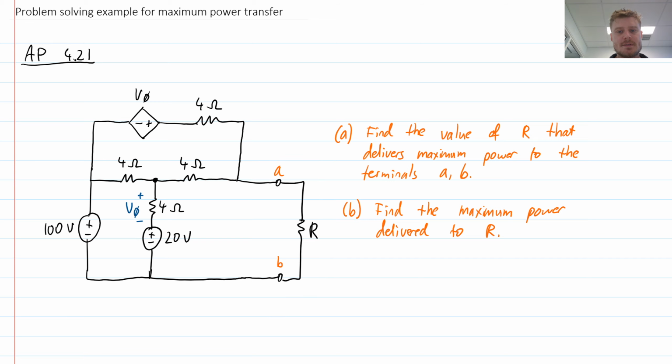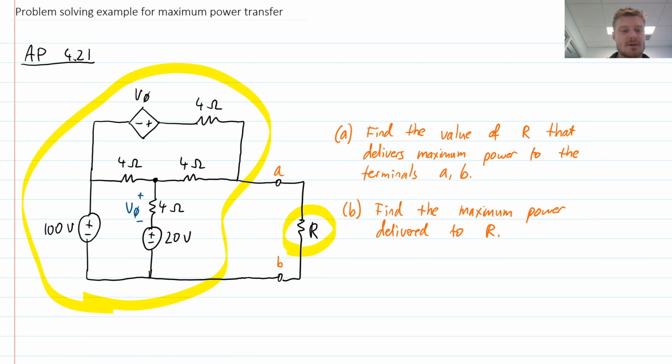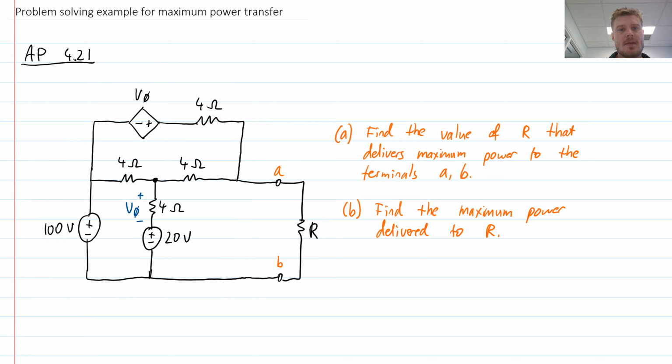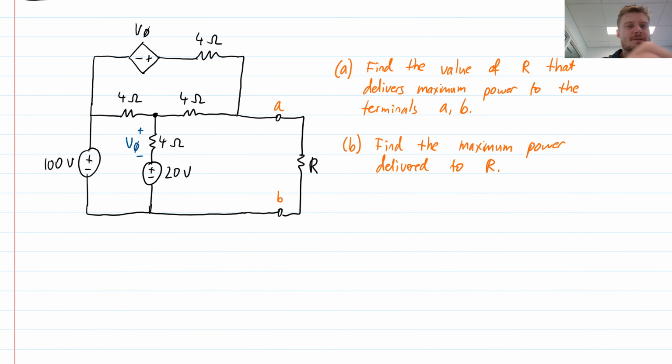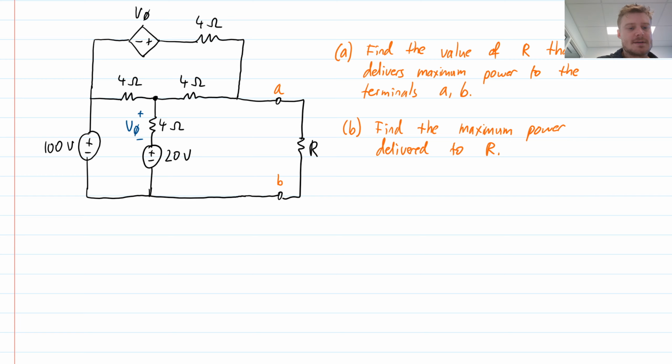So part A of the question is: find the value of R that delivers maximum power. In order to do that, remember the condition of maximum power transfer is load resistance equals the Thevenin resistance of our source. So that will be how we solve part A. Part B says, once you know the condition, how much power do you actually deliver? That will be a straightforward voltage divider and power analysis question. So our strategy is to calculate the Thevenin equivalent.